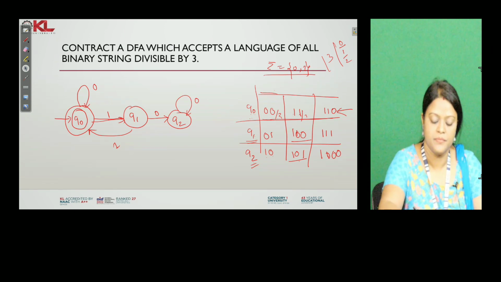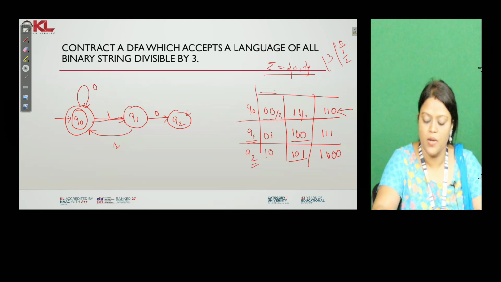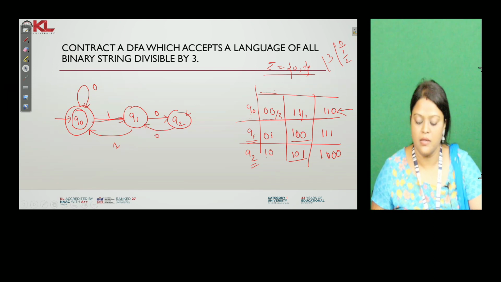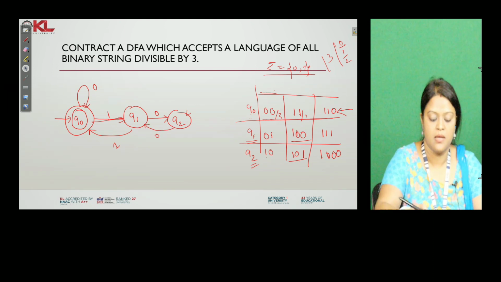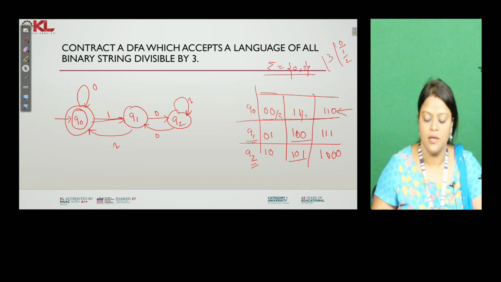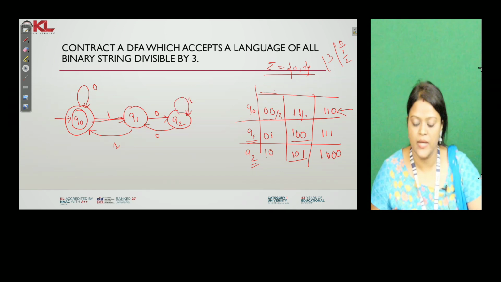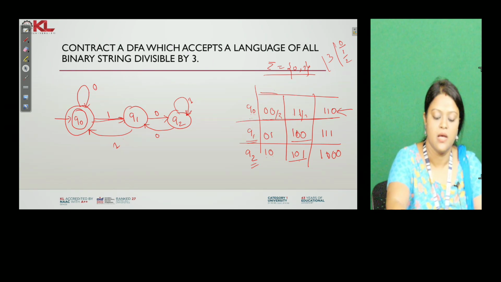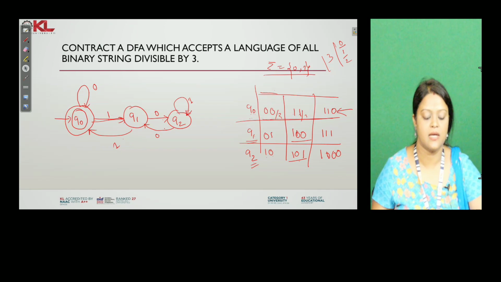Sorry, it is 1 0 0, that is 1 0 and 0, which goes to Q1. Next is 1 0 1, that is 1 0 and 1, it will go to here. Next is 1 1 0, this is also an accepting state, that is 1 0 1 1 and 0. So it is accepting. Now for this one we can see both the transitions, 0 and 1, are completed. For this one it is also completed, this one is also completed, and it is a complete DFA.